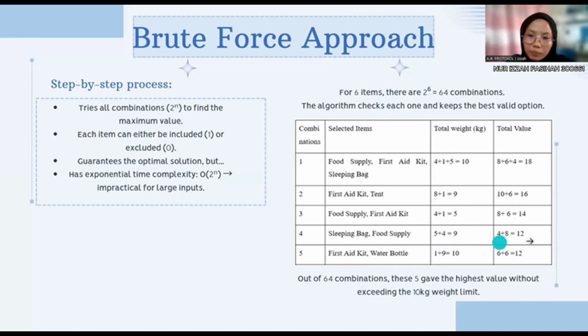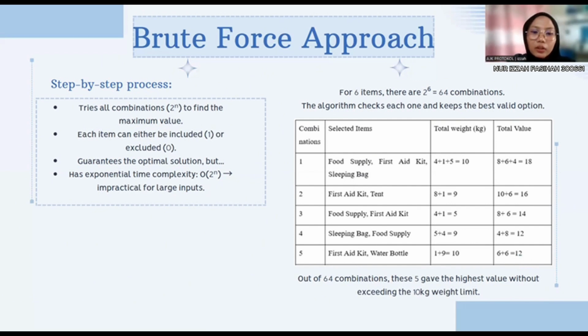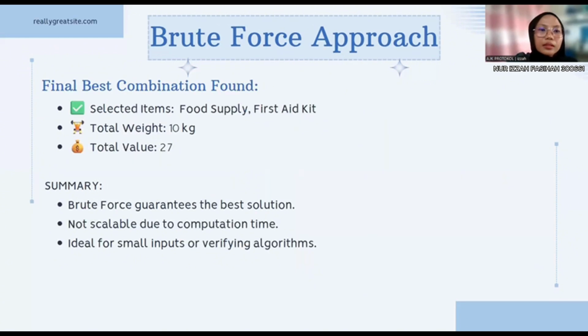The total value is 12, and the fifth one is first aid kit and the water bottle. The total weight is 10 kilogram and the total value is 12. The best solution is basically the first one, which gives the highest value without exceeding the 10 kilogram limit. So I can see the selected item is food supply and first aid kit. The total weight is 10 kilogram and the total value is 27.